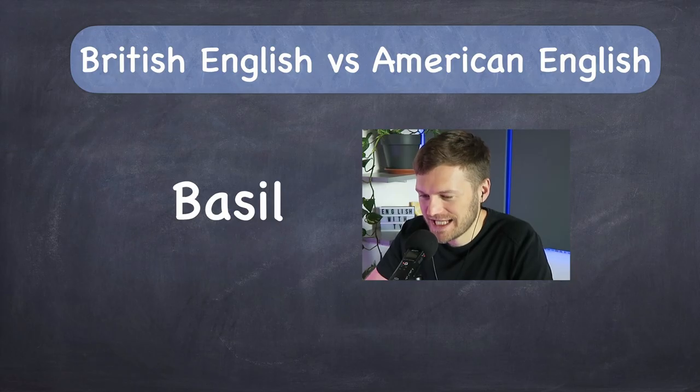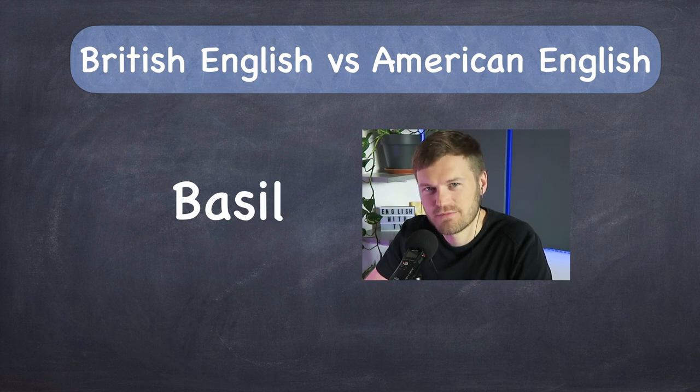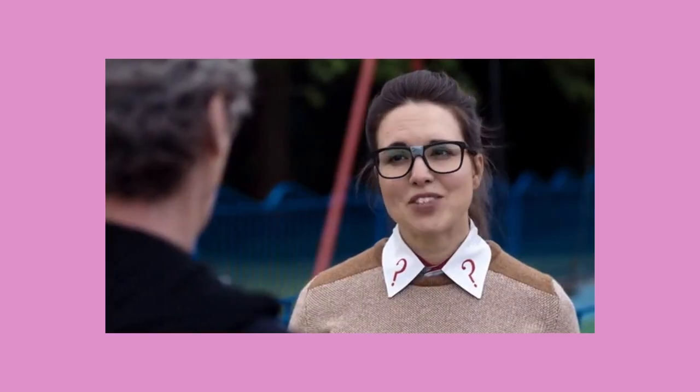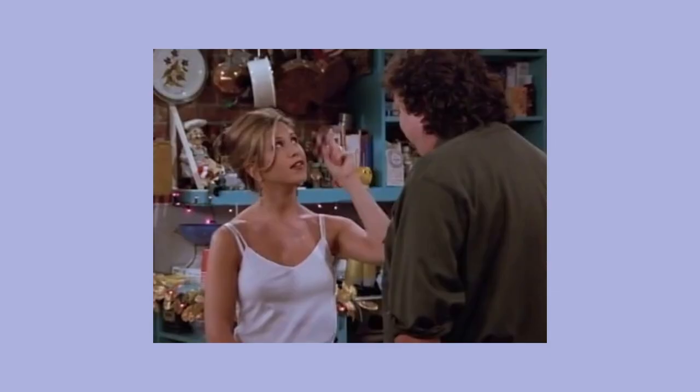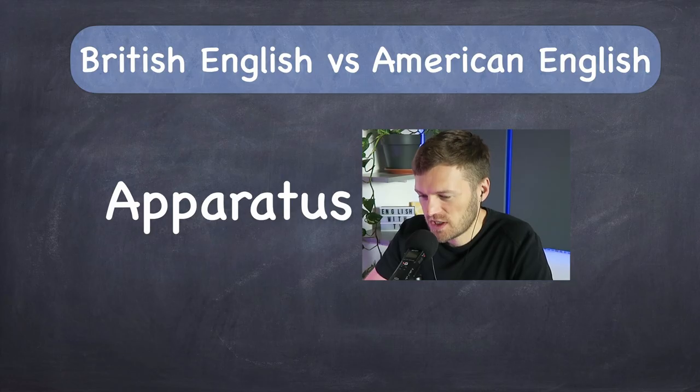The next word is spelled B-A-S-I-L. And in British English, this is pronounced basil with an R sound. And in American English, it would be pronounced basil with an A sound. Basil. Here's an example of the British pronunciation for you. No, basil. And here's an example of the American English pronunciation for you. That is basil.